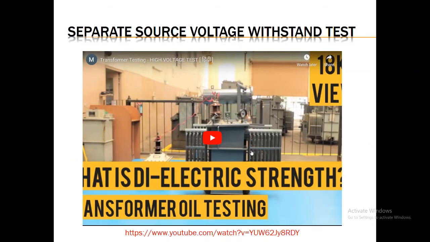So now let us see the video so that you can easily understand how this separate source voltage withstand test can be conducted in the high voltage laboratories over the transformers.